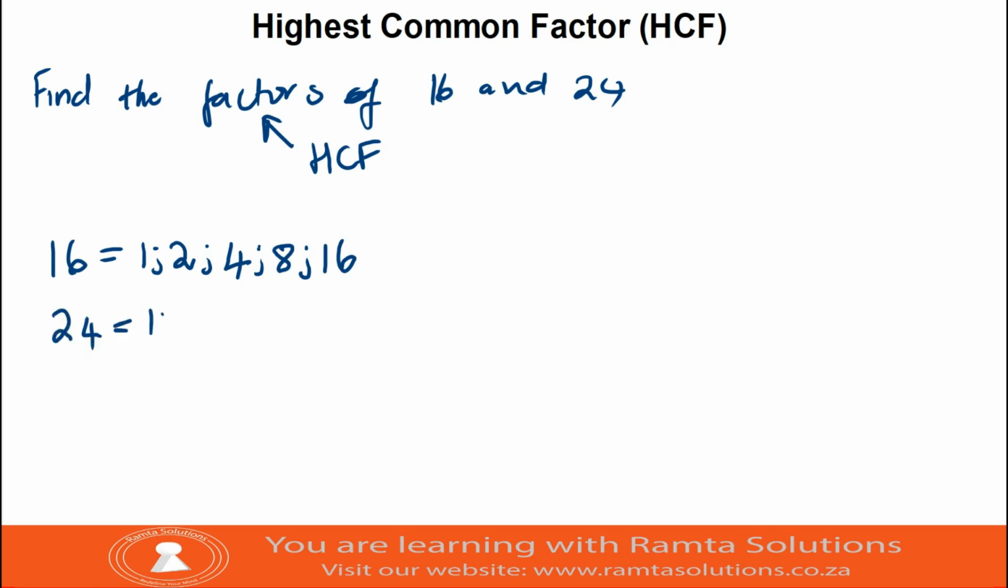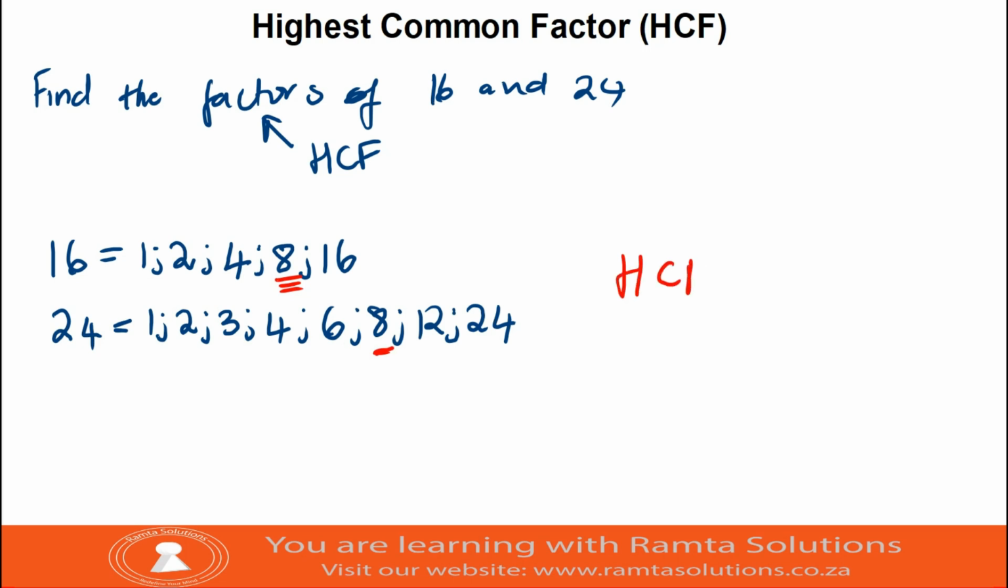24 can be divided by 1, can be divided by 2, can be divided by 3, can be divided by 4, can be divided by 6, can be divided by 8, can be divided by 12, and lastly, by 24 itself. So, these are the factors of 16 and 24. Now, the highest factor here, as we can see, we have 1, 2, 4, 8. 8 is the highest factor. The highest common factor is 8.